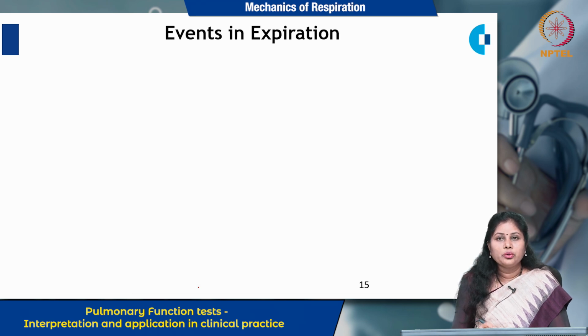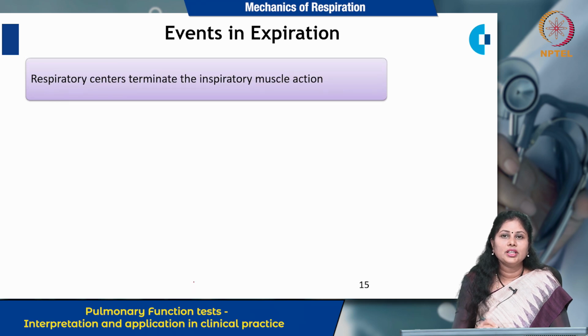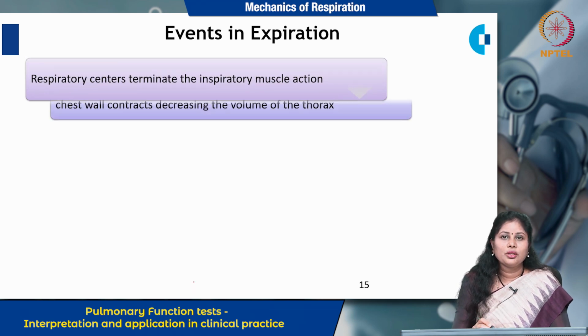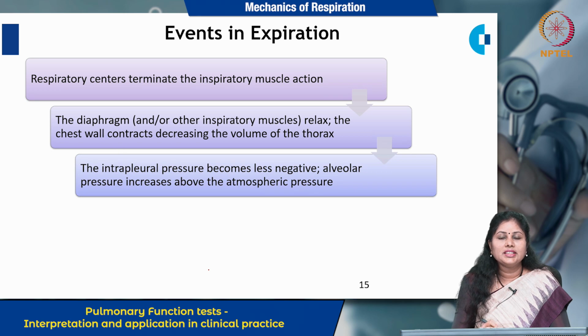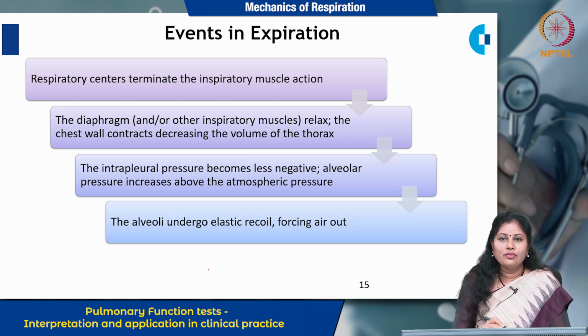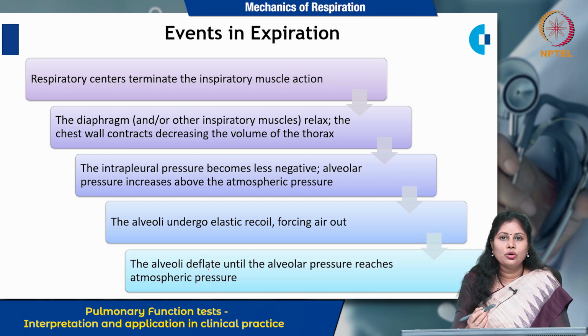On the contrary, during expiration, the opposite happens. The respiratory centers stop sending the impulses, so the muscles relax and the thoracic cavity size decreases. This causes the intrapleural pressure and the intra-alveolar pressure to become less negative. So, the alveoli undergo elastic recoiling and the air rushes out of the lungs into the atmosphere. This causes deflation of the lungs.